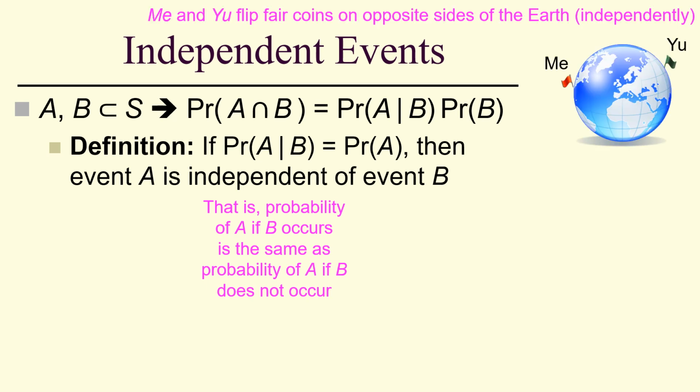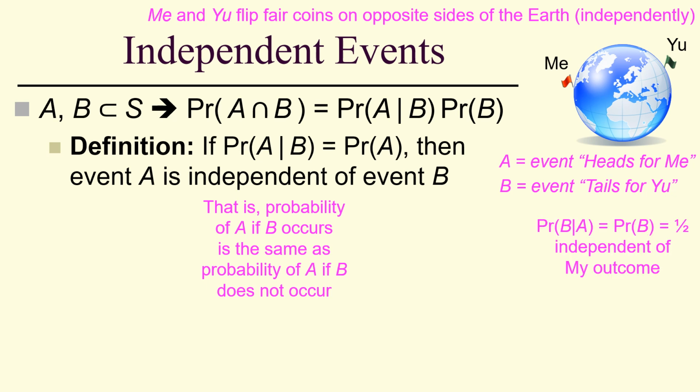For example, suppose me and Dr. Yu in China, on opposite sides of the earth, therefore independently, flip fair coins. A is the event of a heads for me, and B is the event of a tails for you. The probability of B conditioned upon A for Dr. Yu is 1/2, regardless of whatever coin toss I had. Similarly, the probability of A given B is just the probability of A, which is 1/2, independent of Dr. Yu's outcome.